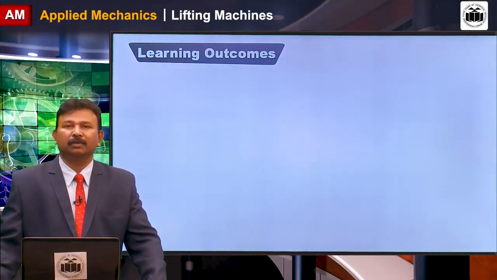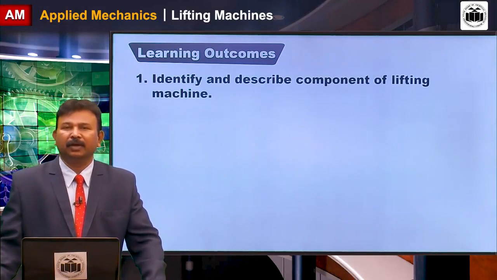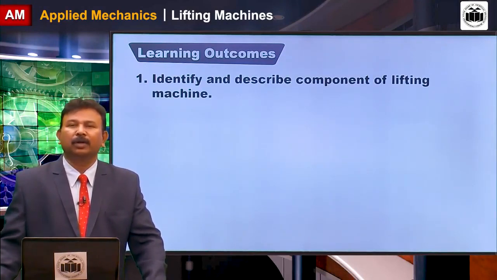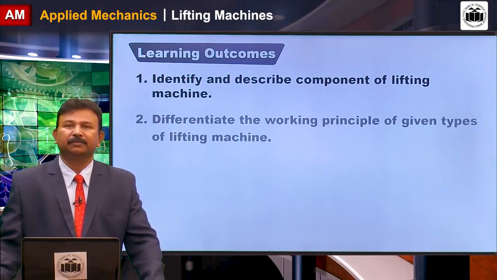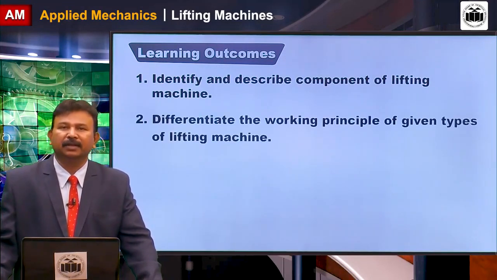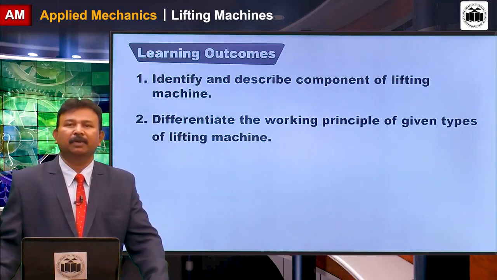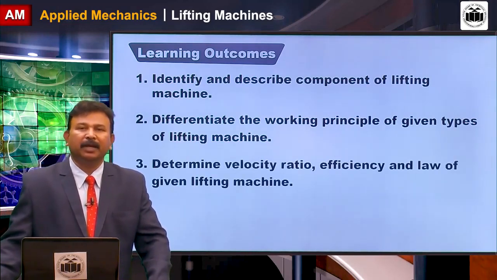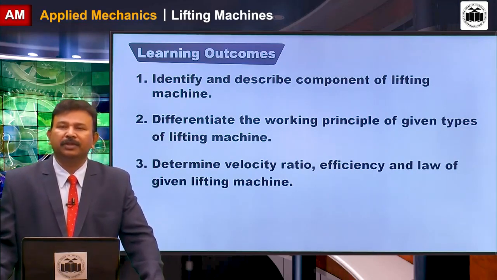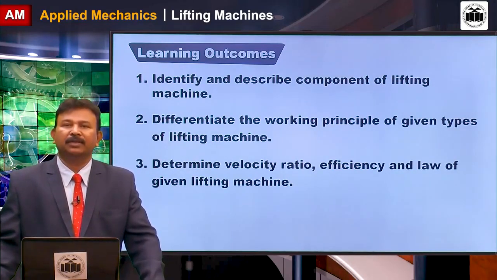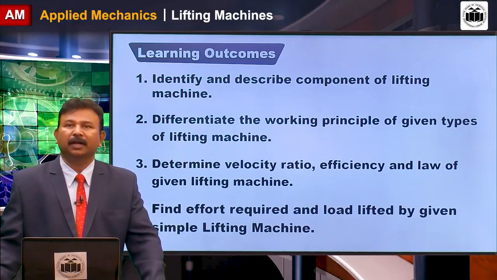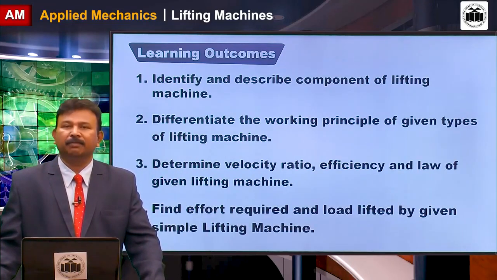Following are the learning outcomes. Number 1, identify and describe components of lifting machines. Differentiate the working principle of given types of lifting machines. Determine velocity ratio, efficiency and law of machine. Find effort required and load lifted by a given simple lifting machine.